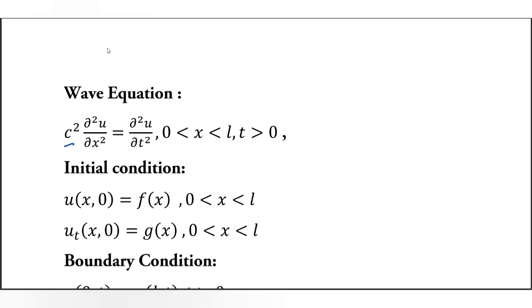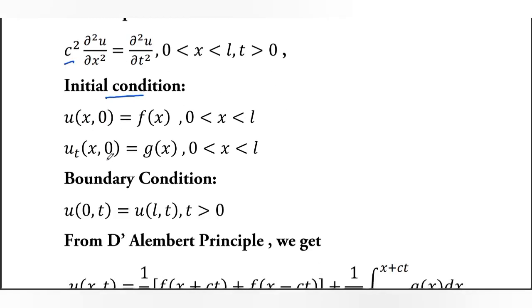This is the wave equation and these are the initial conditions: u(x, 0) equal to f(x), 0 < x < l, u_t(x, 0) equal to g(x), 0 <= x <= l. Boundary condition: u(0, t) equal to u(l, t) equal to 0.